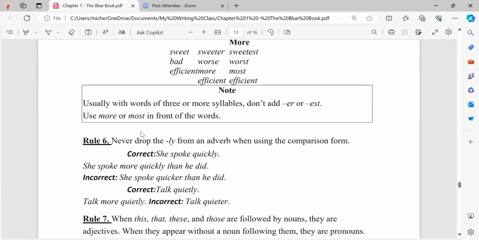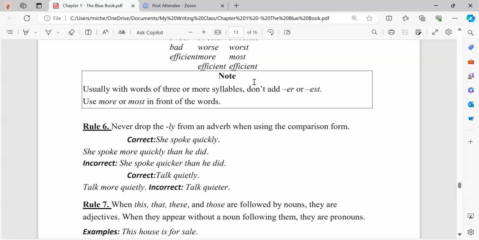So that's the difference. Usually with words of three or more syllables, don't add er or est, use more or most in front of the words. So for example, we don't say efficienter or efficientest. No, we say more efficient or the most efficient. So that's the note right there. It doesn't mean that we can always add er at the end of a comparative. For example, efficient, we should say more efficient, or the most efficient in superlative. So usually it depends on the word itself, whether we should add more, most, or add er.